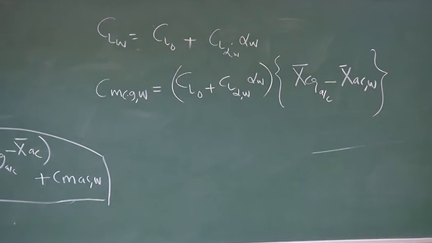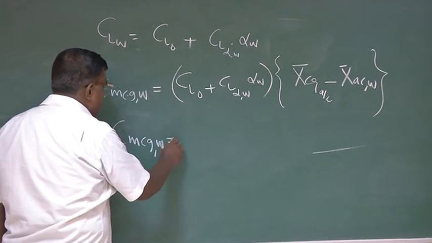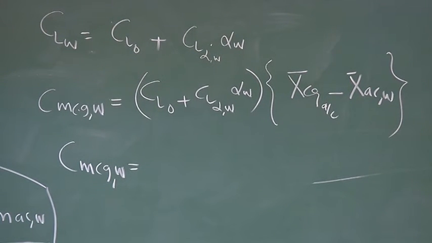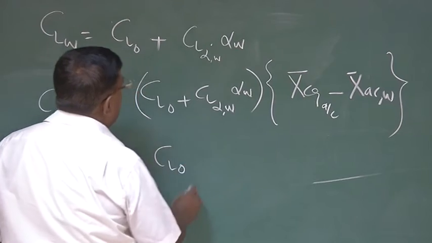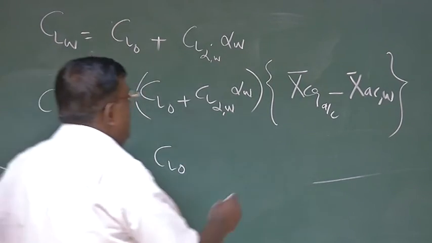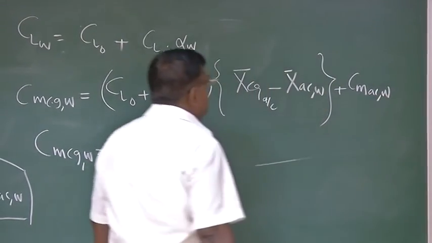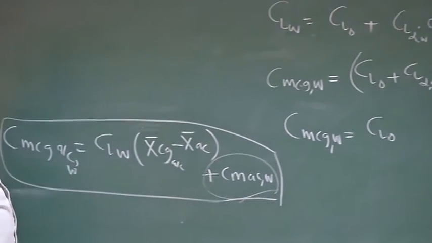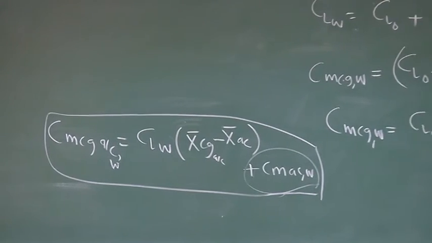Correct? So this further I can write as CM CG of the wing, or I read differently, CM because of wing about CG of the aircraft is CL naught, and of course somewhere, yes, CMAC of the wing is also here. Let's not forget about this. You will see this will play a magical role. We have a tendency to forget this friend, but he could be one of our worst friends. It can create problems, so don't forget it.